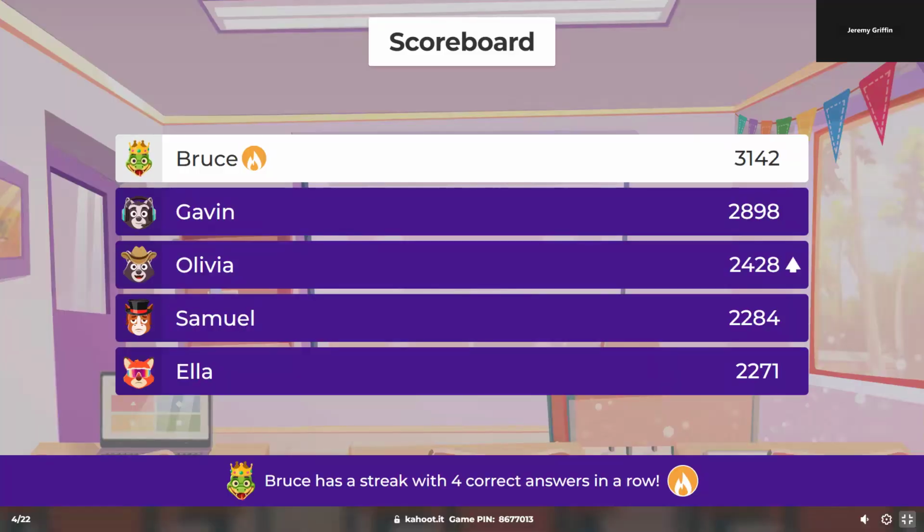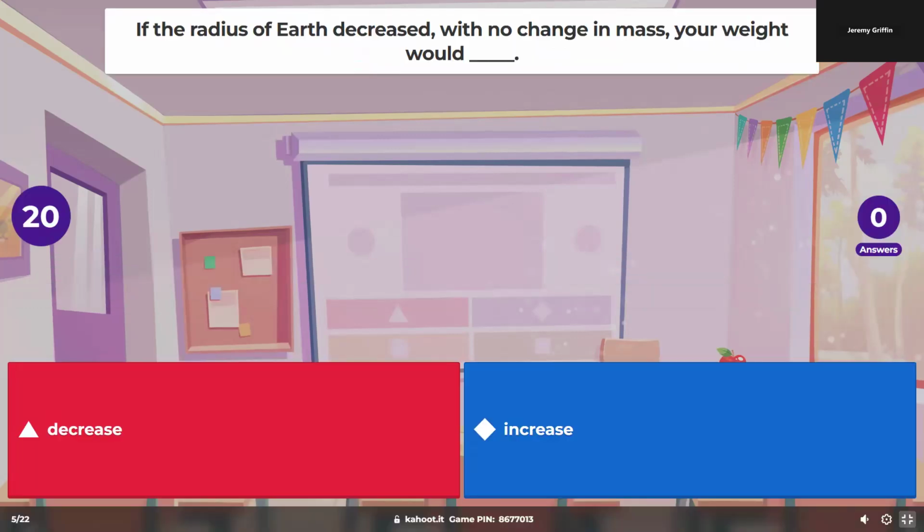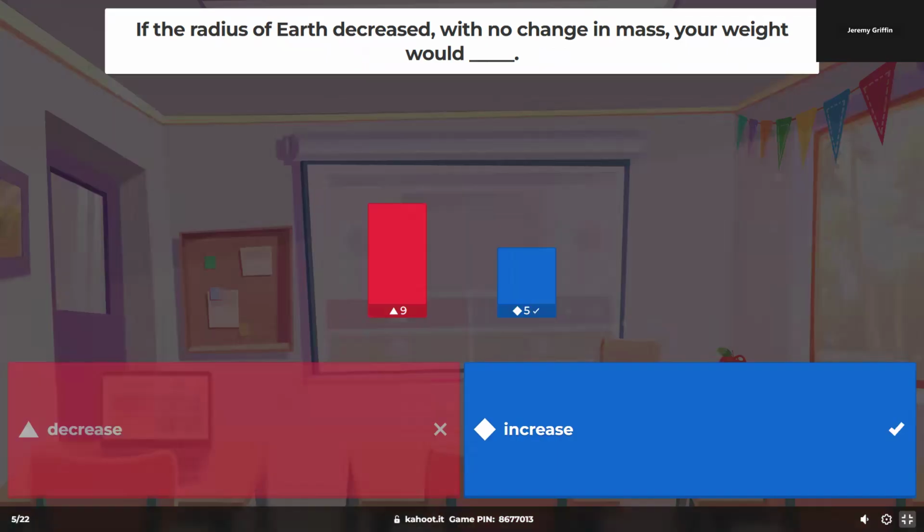We got Ella, Samuel, Olivia, Gavin, Bruce, still on fire. If the radius of the Earth decreased with no change in mass, so we're going to squeeze down the Earth, you're walking around on the surface of the now smaller volume Earth. How do you weigh? Yeah, you would weigh more.